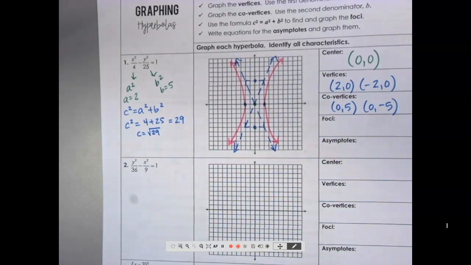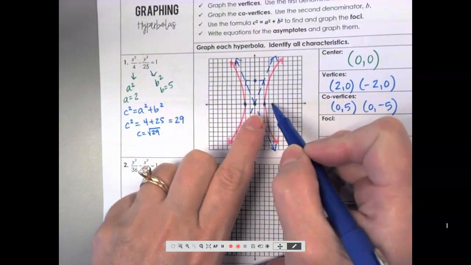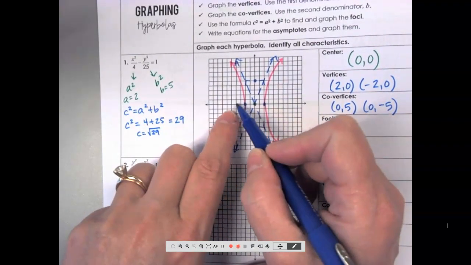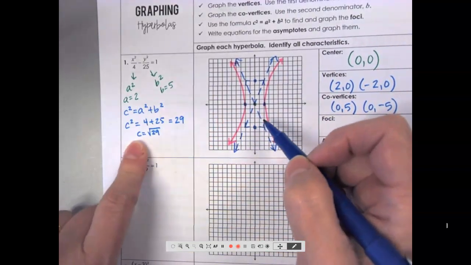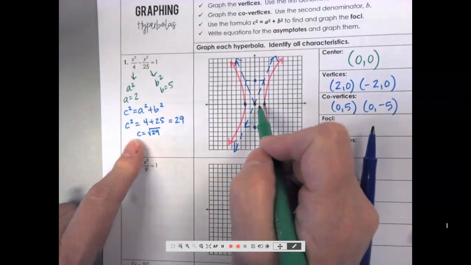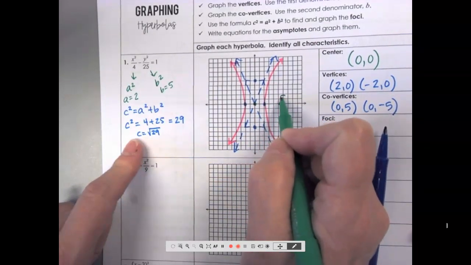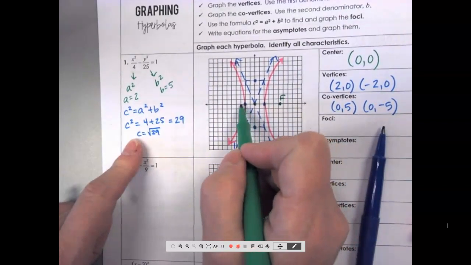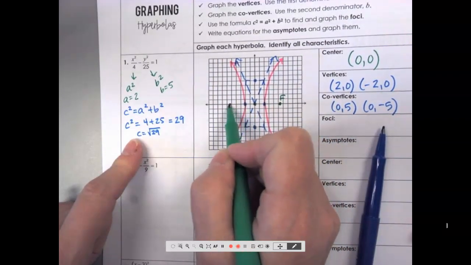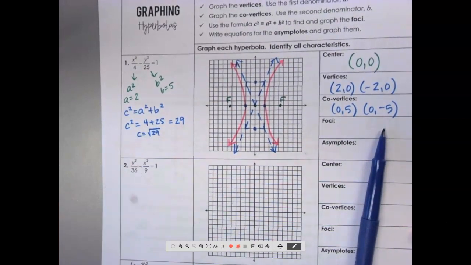Okay, the focus, remember, is inside the curve. So that means the focus is somewhere out here to the right and out here to the left. Okay, well, square root of 29 is a little more than 5. So I'm going to go a little more than 1, 2, 3, 4, 5. There's a focus. 1, 2, 3, 4, 5, a little more. There's the other focus. Inside the cupped curve.